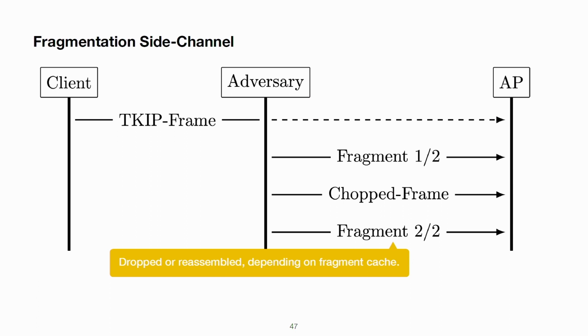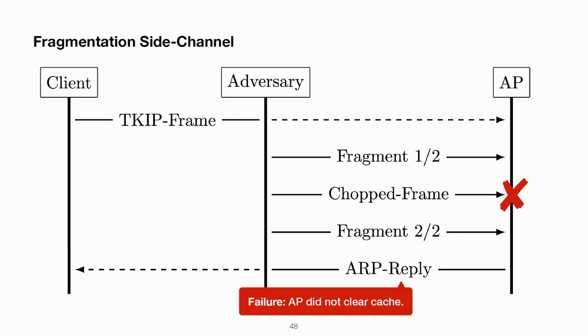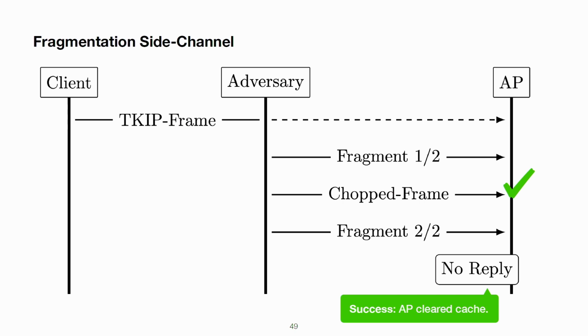So when we send our second fragment, we're not really sure what's going to happen. Either the frame will be dropped or reassembled with the first fragment, depending on what happened in the cache. If our frame was reassembled, it means the cache was not cleared, and the access point will reply with its ARP reply. If we detect this, then we know we made a wrong guess. However, if we do not receive a reply from the access point, it means the cache was cleared and we made a correct guess. So this is another means of decrypting 1 byte at a time.